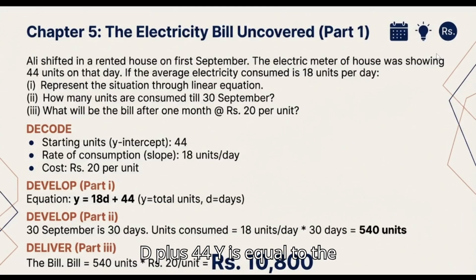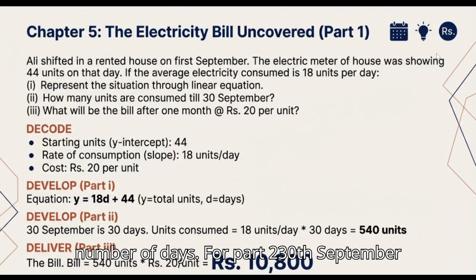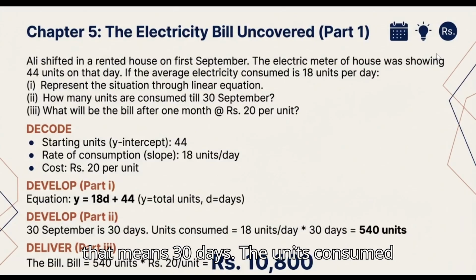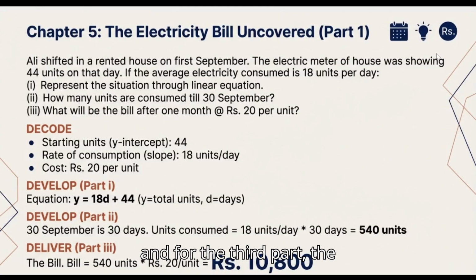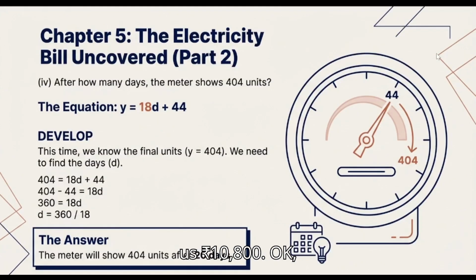Y is equal to the total units, while d is equal to the number of days. For part 2, 30th September, that means 30 days. The units consumed will be 18 units a day multiplied by 30. That is exactly 540 units. And for the third part, the bill. The bill is 540 units into 20 rupees per unit, which gives us 10,800 rupees.